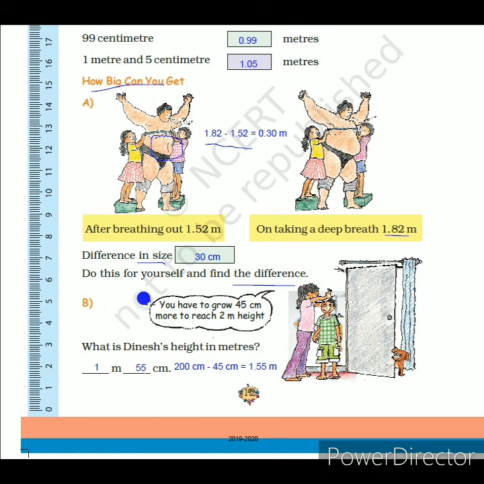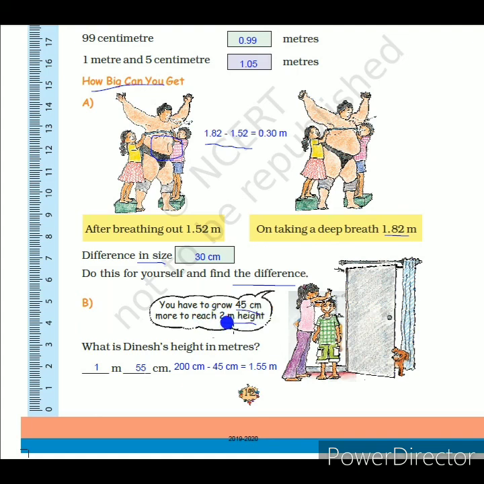Now the next question B. Question B. You have to grow 45 centimeter more to reach 2 meter height. Here the sister is measuring the brother's height, and she is saying to her brother that if you reach 2 meter height, there is a shortage of 45 centimeter. That means he has to grow 45 centimeter more. 45 centimeter is less for 2 meter. That means 2 meter is 200 centimeter. Here the shortfall is given in centimeter, and the total height is given in meter.